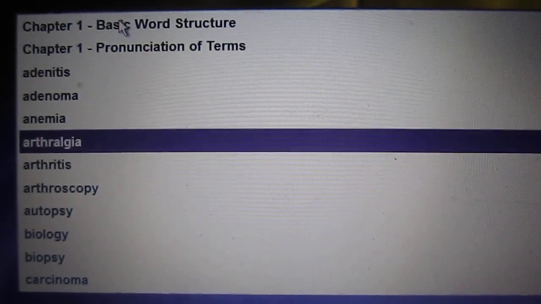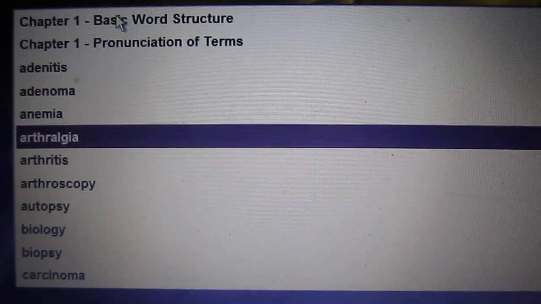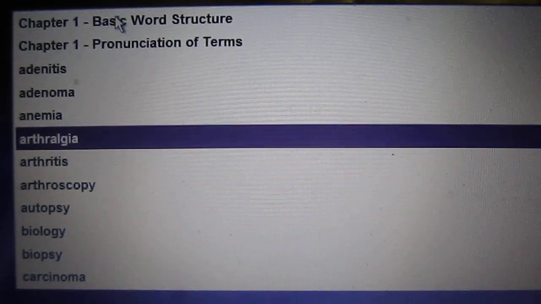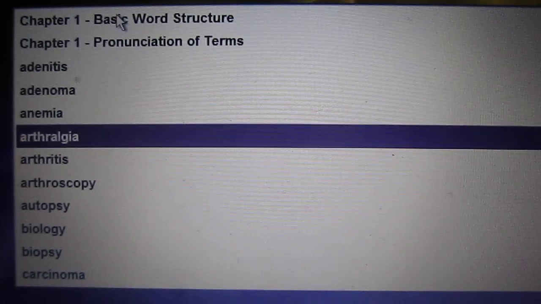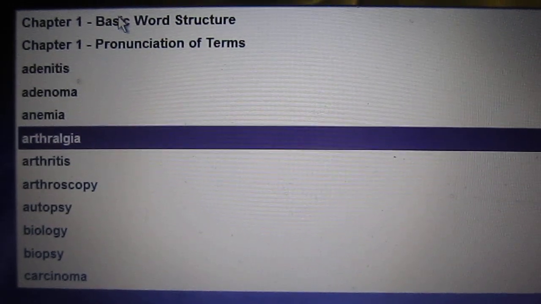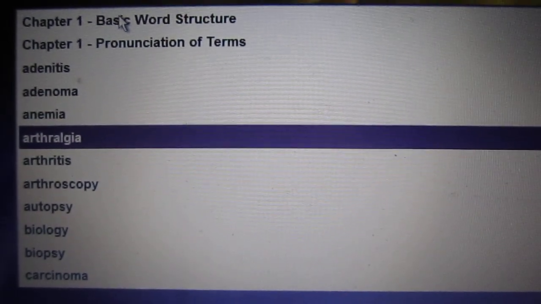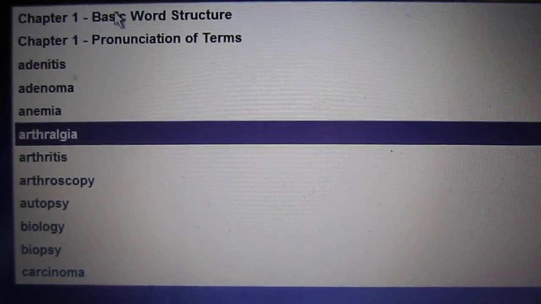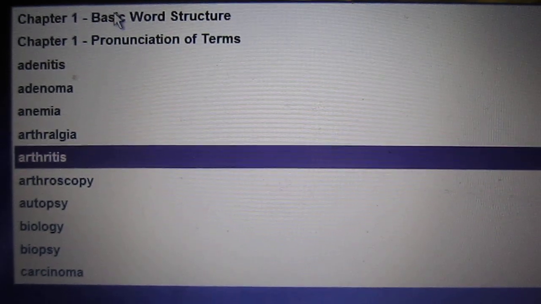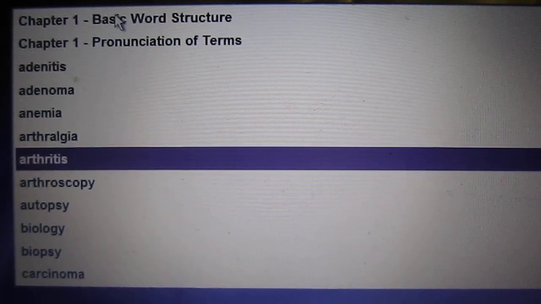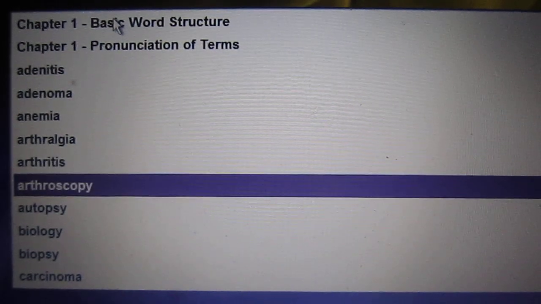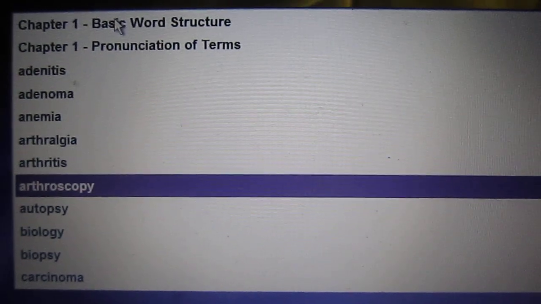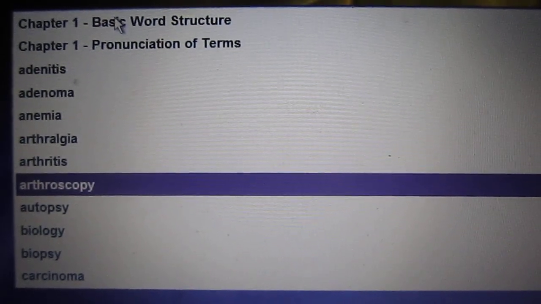Arthralgia. The suffix algia, A-L-G-I-A, means pain, and the combining form, arthro, A-R-T-H-R-O, means joint. Arthralgia is pain in a joint. A joint is the connective space between bones. Arthritis. Arthritis is inflammation of a joint. Arthroscopy. Arthroscopy is visual examination of the interior of a joint through an endoscope inserted into a small incision.